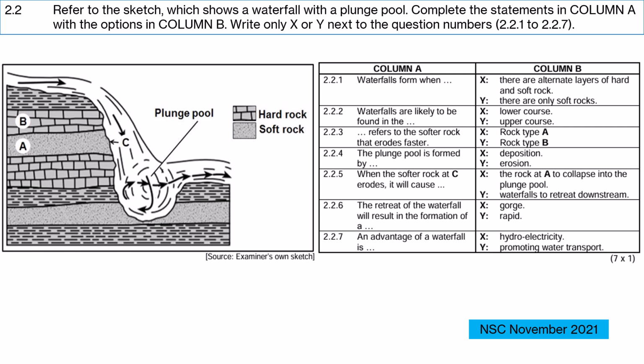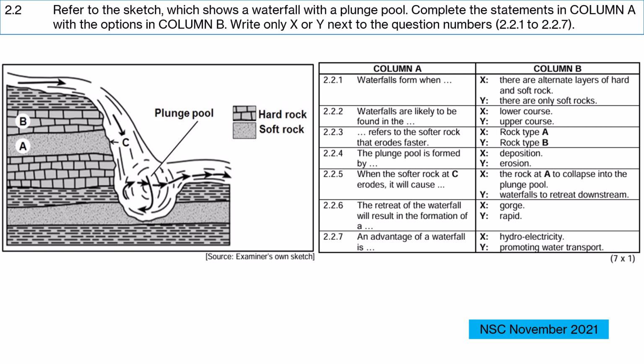2.2.1 says that waterfalls form when X, there are alternating layers of hard and soft rock, or Y, there is only soft rock. Even according to the diagram, you will notice that there are layers of hard and soft rock, and that is the requirement for the formation of waterfalls. Therefore, the option would be X.